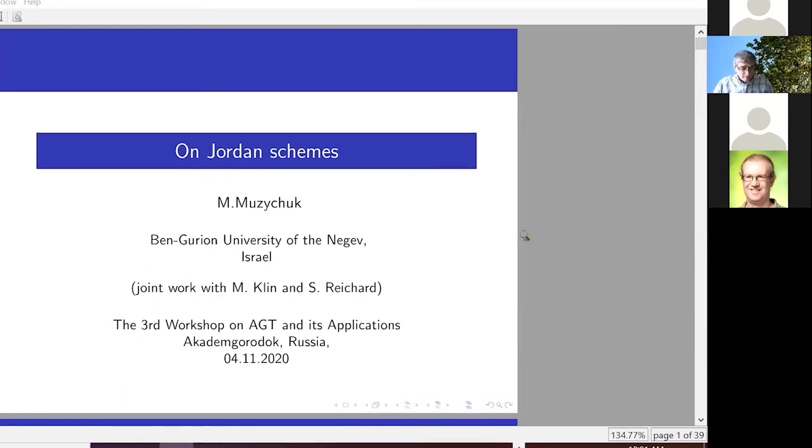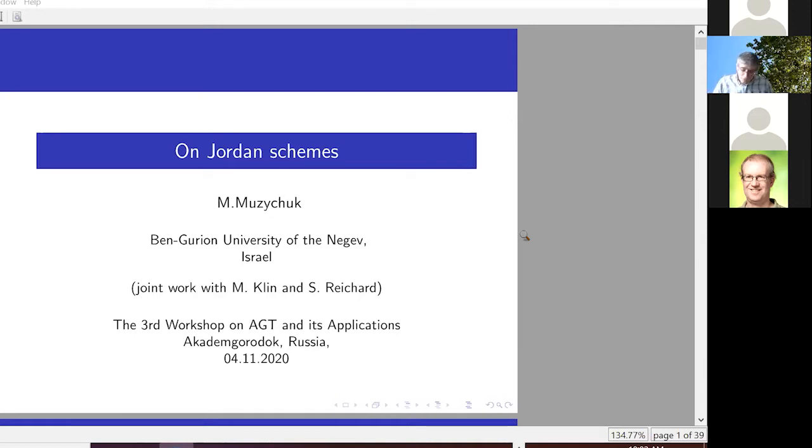So the name Jordan schemes was proposed by Peter Cameron, who posed the question almost 20 years ago, whether there exist Jordan schemes which are not symmetrization of an association scheme. I suppose that everybody here knows what an association scheme is. But anyway, I will give a definition here.